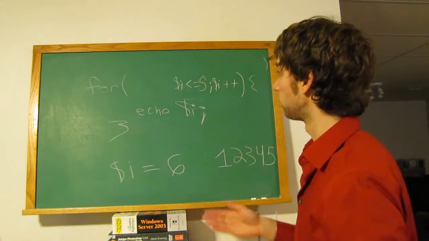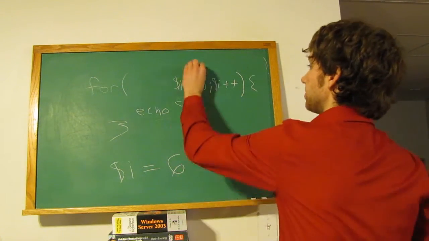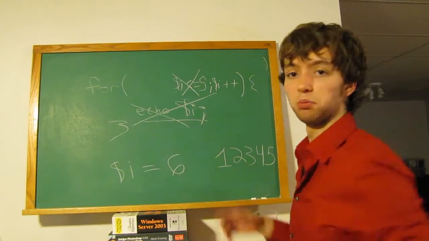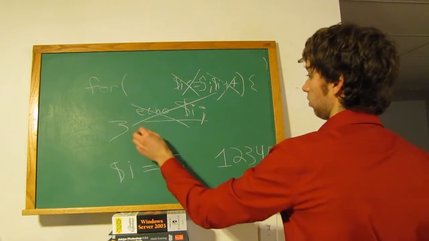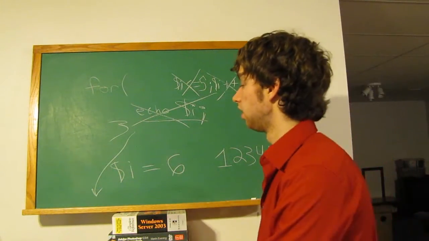All right, now, is I less than or equal to 5? No, it's not. So is this going to be printed? No, it's not. Because none of those happened, we don't increment it either, and then we go on in the program. So that is the basics of the for loop.